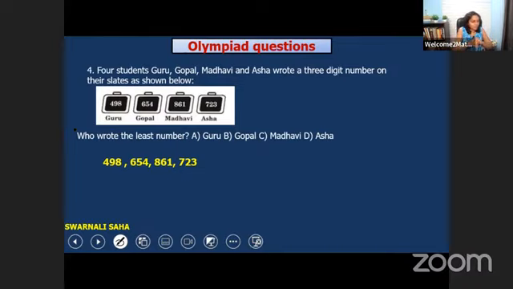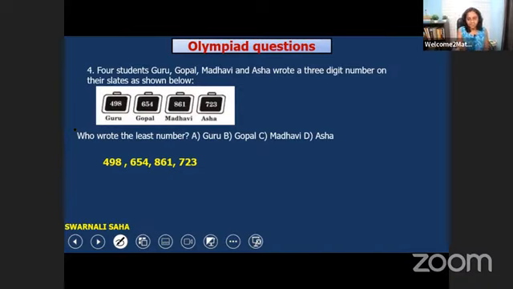I got many answers. Someone says A, and C. C is Madhvi. Okay, so let me explain this. You see, Guru wrote on the slate 498, and then Gopal 654, Madhvi 861, and Asha 723.